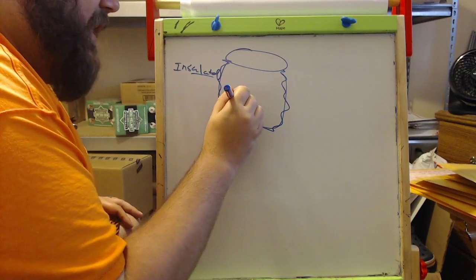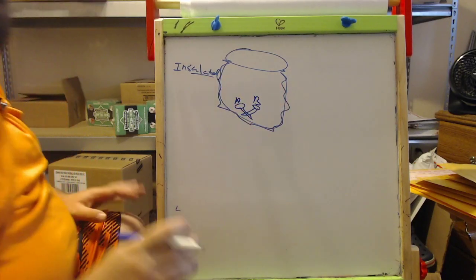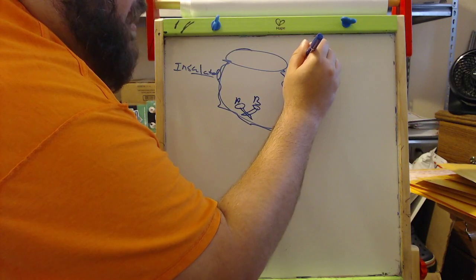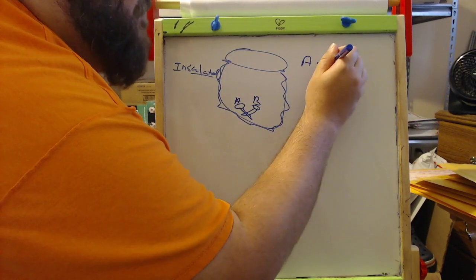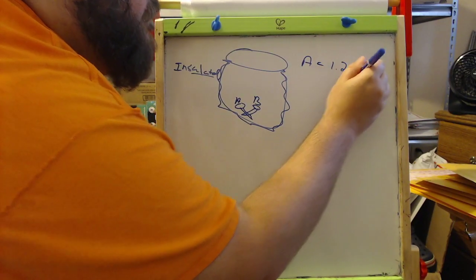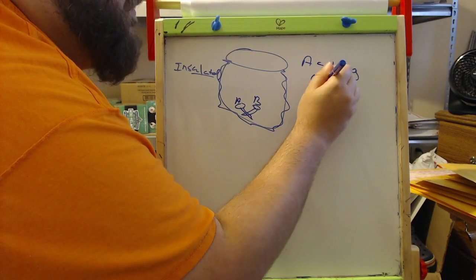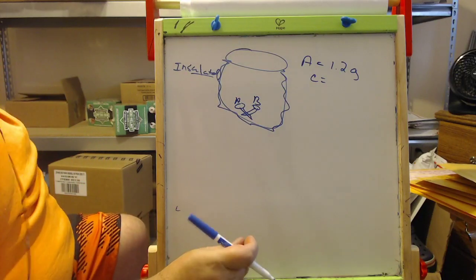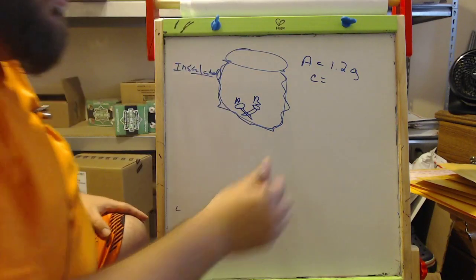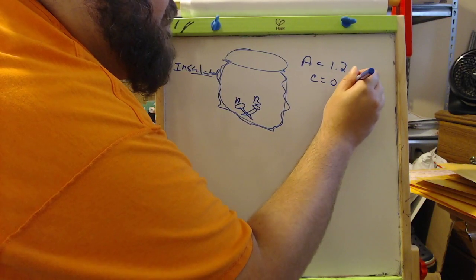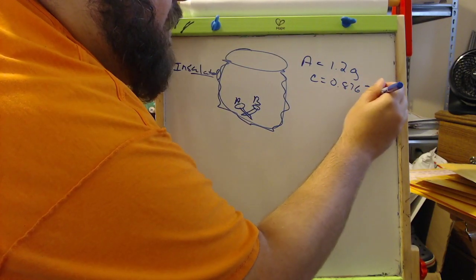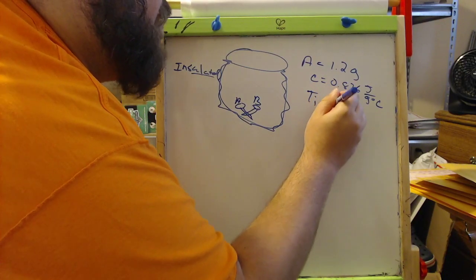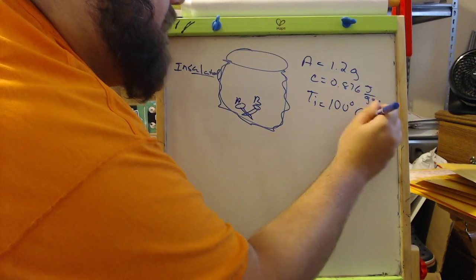Okay, and we'll call this A, and we'll call this B. Again, now I'm going to make up the numbers here. So here's the information about A. A has a mass of 1.2 grams. Its heat capacity, its letter C, is 0.876 joules per gram per degree Celsius. And its initial temperature is 100 degrees Celsius.